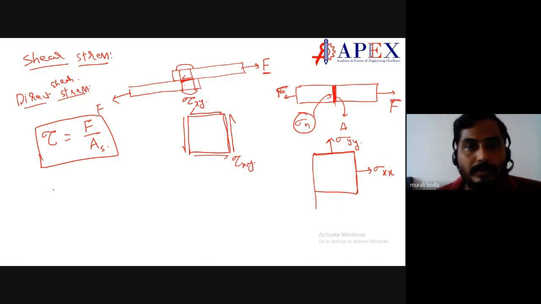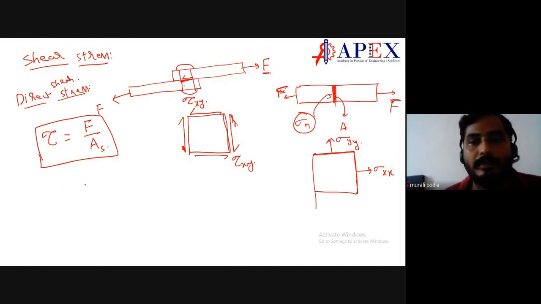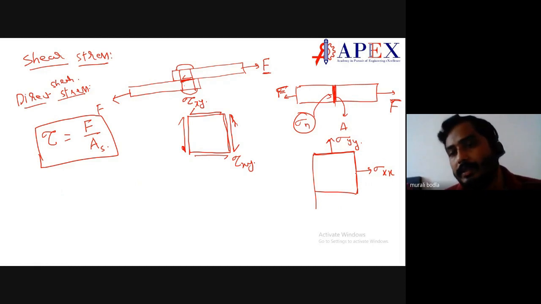Sorry, this representation, I made a mistake here. So this looks like this. Yeah, this is correct, because it has to satisfy the equilibrium state. Similarly here also, since it has to satisfy the equilibrium state, you will represent sigma xx on the other side, sigma yy on the other side.